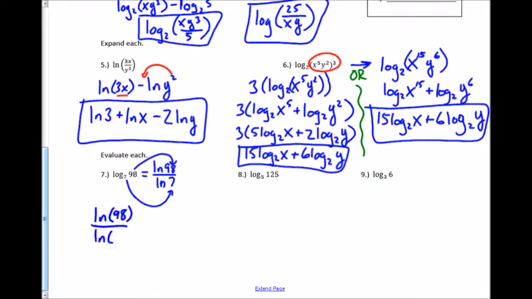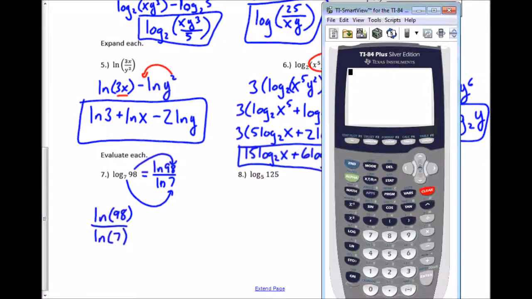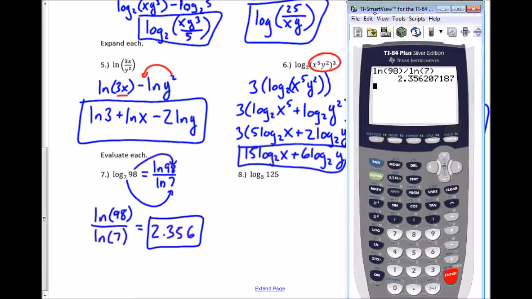In fact, I'll show you if I pull my calculator up here. If I take my calculator, I do the natural log, and then 98, and I have to close that parenthesis, then divided by the natural log of 7, and then I just hit enter. Okay, so it tells me that the approximate value here is going to be 2.356. Okay? The next one, I can do the same thing here. This one I could actually plug into the calculator and just do natural log of 125 divided by the natural log of 5. And this is going to give me a 3.